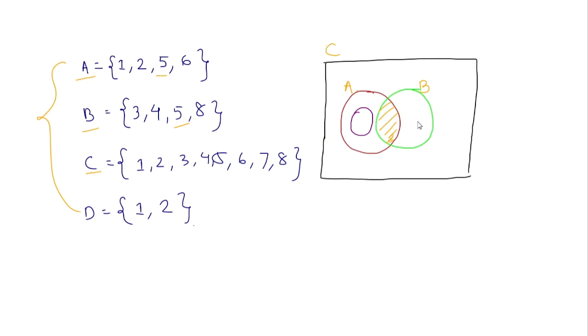Also, set D has elements 1 and 2, so we can say that set D is a subset of set A. So we will represent set D by this smaller circle that is enclosed within set A. But one thing you have to notice is that set D and set B are not touching each other. That means set D and set B are disjoint. Here you can see that no point of set D is in set B, or of set B in set D, and hence this picture is the Venn diagram for this condition.